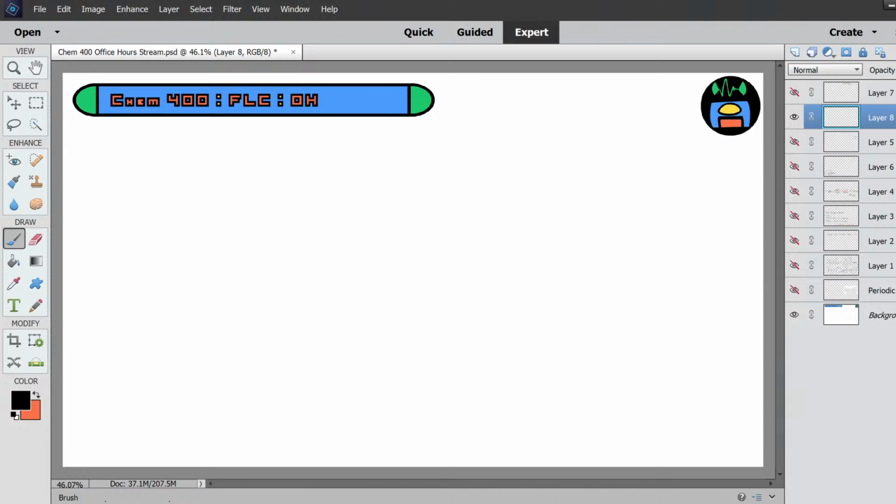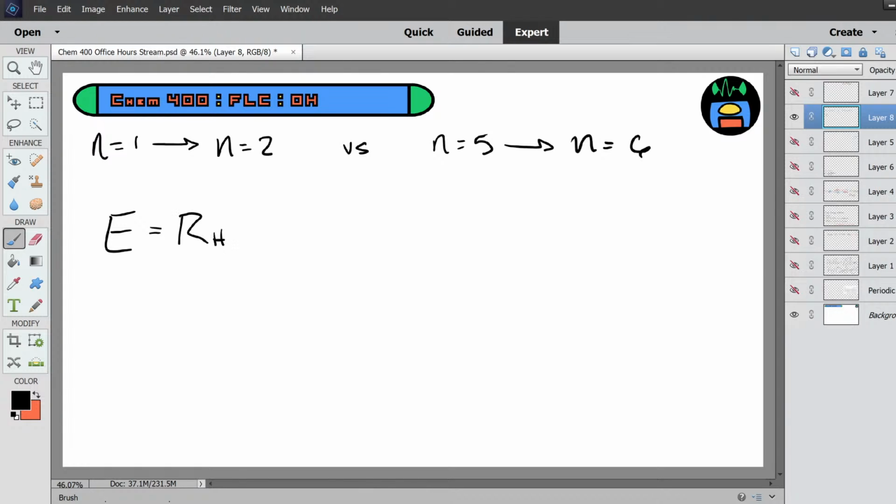So your second question: when you go from n equals 1 to n equals 2, why is this larger than going from n equals 5 to n equals 6? The answer is that the relationship is not linear. When you look at the equation for the energy of a transition in hydrogen, it's equal to the Balmer-Rydberg constant times 1 over the initial orbit squared minus 1 over the final orbit squared. All right, this is the equation.